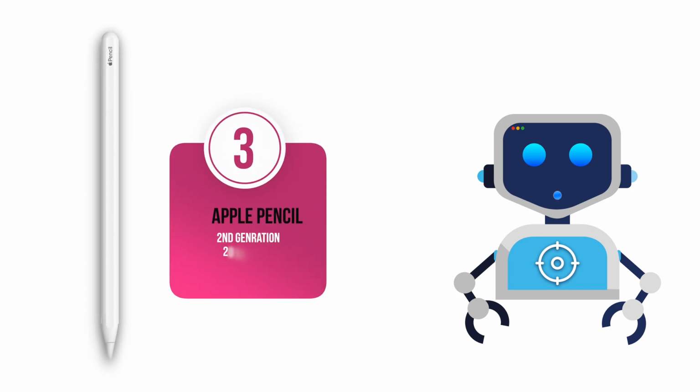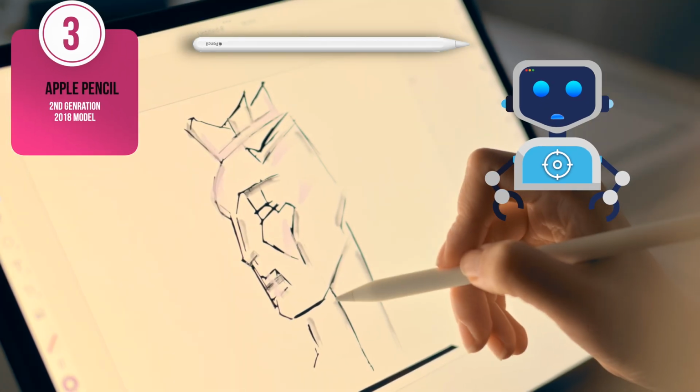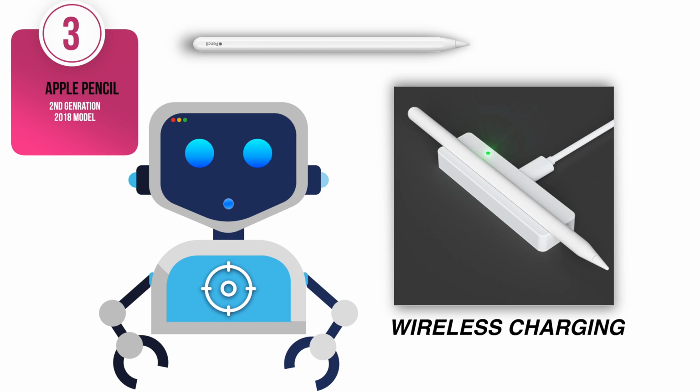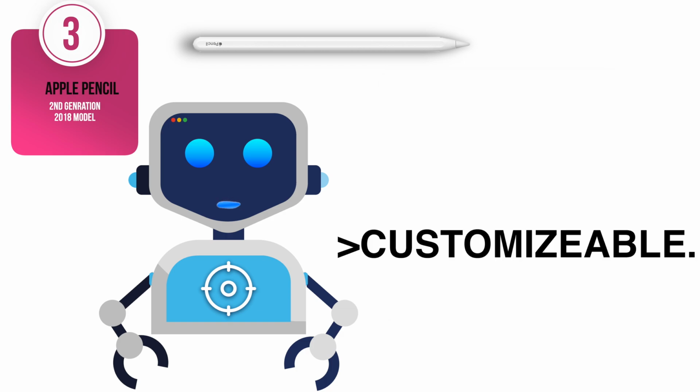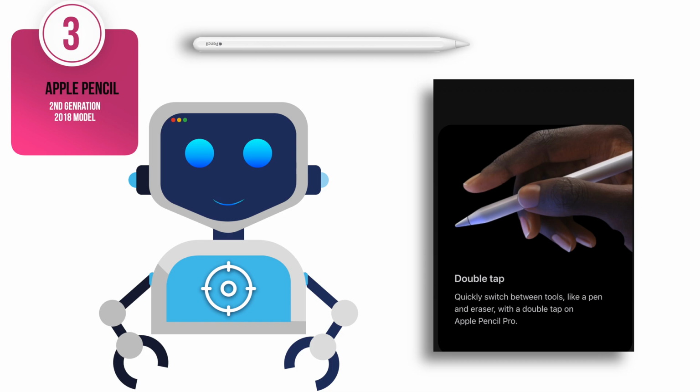Number three, Apple Pencil, second generation, 2018. Pros: pressure sensitive. Great for artists who need precise control. Wireless charging and pairing, charges and connects to your iPad magnetically for convenience. Customizable, can be engraved with your name or initials. Double tap function, allows for quick tool switching.